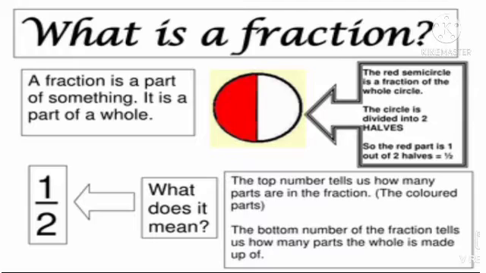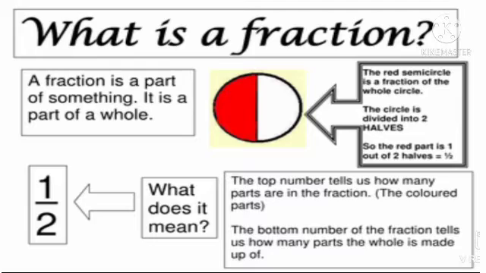Here a circle is given and the circle is divided into two equal parts. A red semicircle is a fraction of the whole circle. So the red part is 1 out of 2 halves, and the fraction of the shaded portion is 1 over 2. 1 out of 2 is half. Half, 1 by 2. What does it mean?